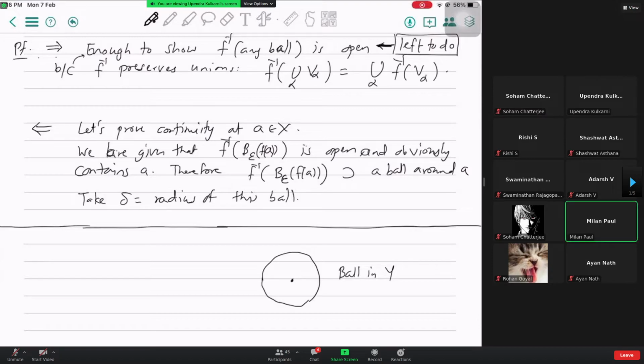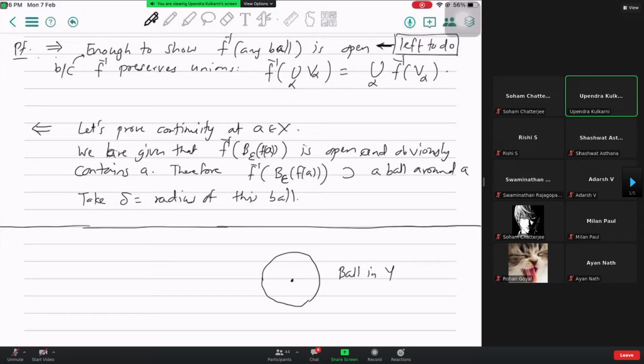Let X belong to F inverse of ball. Correct. Now notice that what he's saying is a very good first sentence. What he did not do, and we do not know yet whether this is a good choice or not, was give a name to the center of this ball or the radius of this ball or anything like that. Correct? Maybe we need to, I don't know.